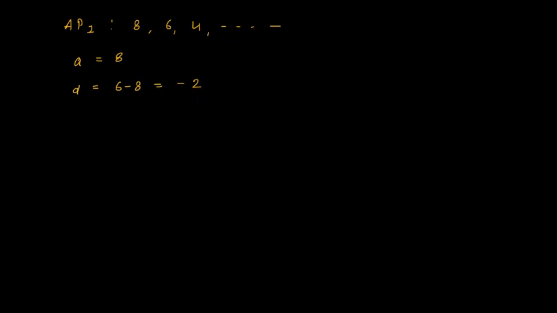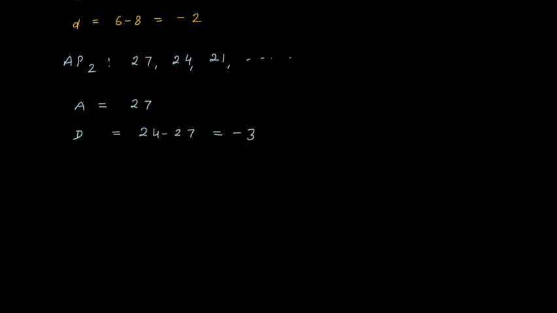And then I have the second AP. For AP2 it is 27, 24, 21. Here for the first term we use a capital alphabet, so we differentiate between these two APs. Capital A is 27 and capital D is 24 minus 27, so this is minus 3. So these are the informations for the two APs, and it is given that their nth term is same.